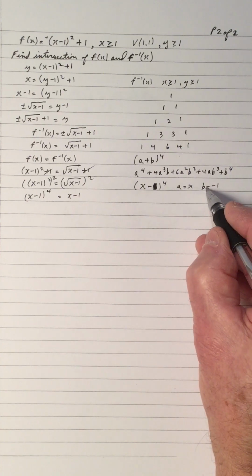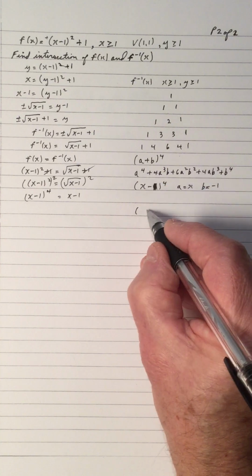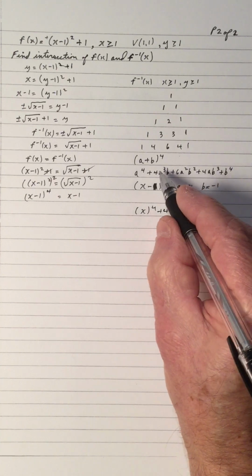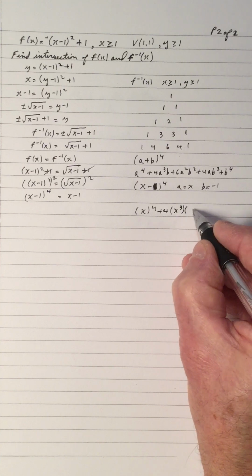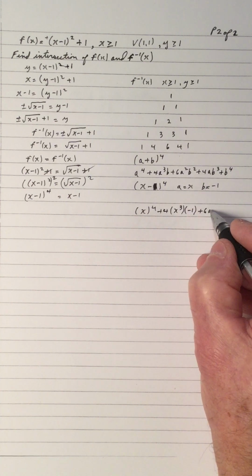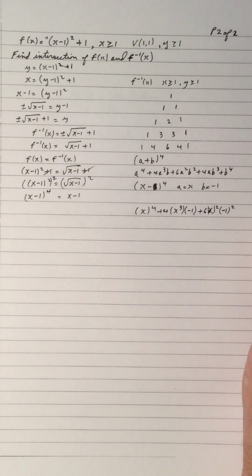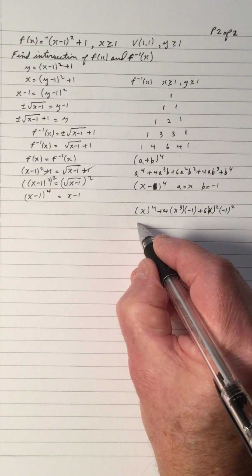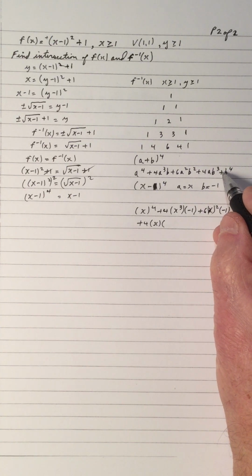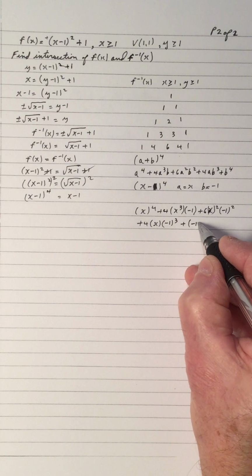So a is x, so that's going to be x to the fourth, plus 4, and a is x so it's x cubed, and b is negative 1, plus 6, a is x so it's x squared, b is negative 1 so it's b squared, and I didn't give myself enough space, I should have kept more room, so I'll go here, plus 4, a is x, and we're dealing with negative 1 cubed, plus b is negative 1 to the fourth.